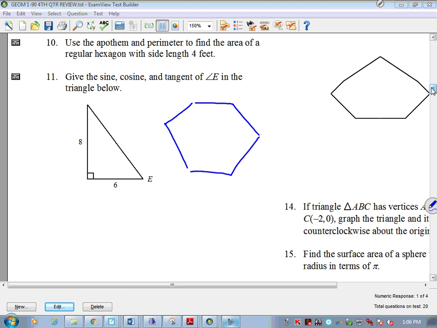What happens after that? From the center of the hexagon to a vertex or a side. Okay, so from here I've drawn that line. What else? Make a right triangle out of the apothem. Okay, so you mean that, right? Put a 4 on the leg right here. So 4? No.